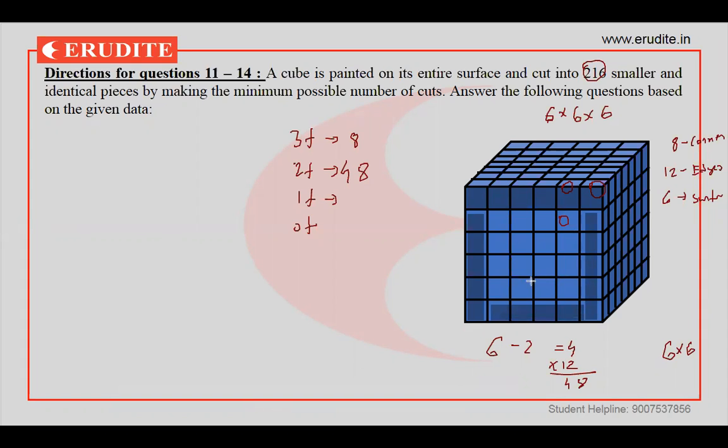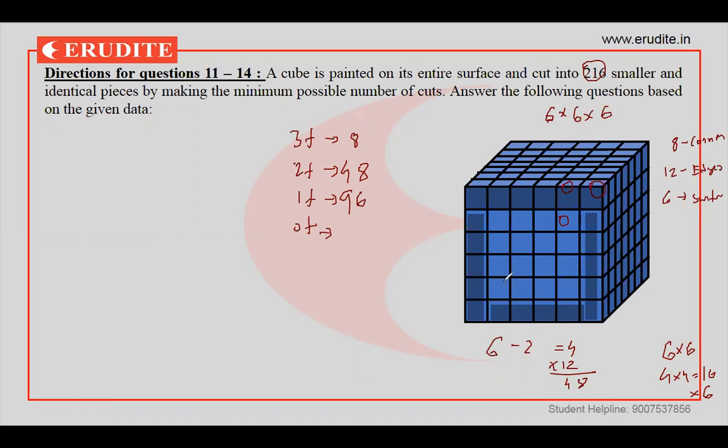You can see 4 cross 4. 6 cross 6 becomes 4 cross 4. Like if on the surface I mentioned, top and bottom gone, right and left gone. So it will become 4 cross 4. How many? 16 cubes. How many such surfaces are there? 6 surfaces are there. So total 96 cubes.